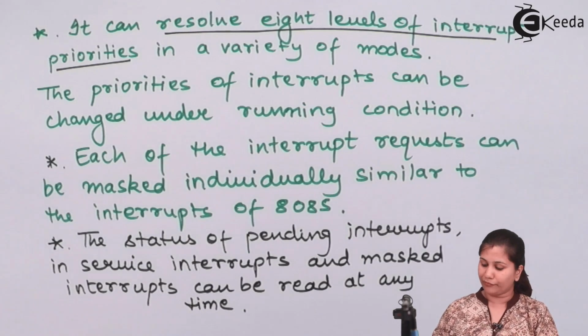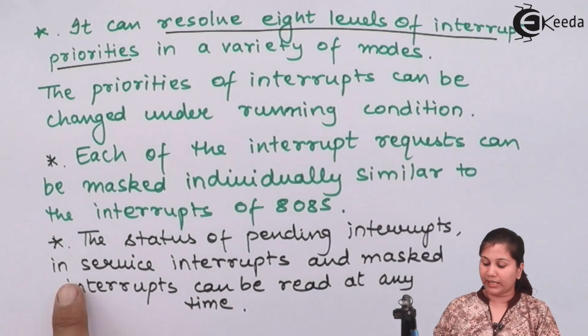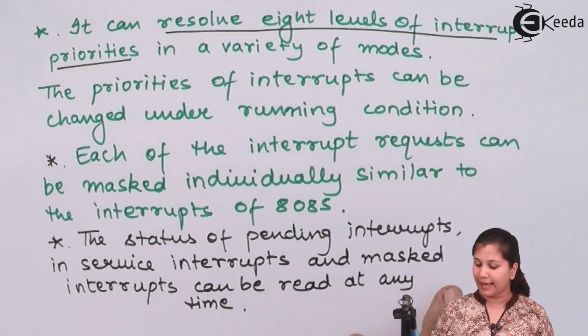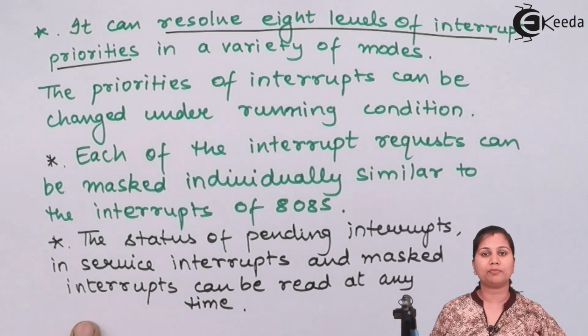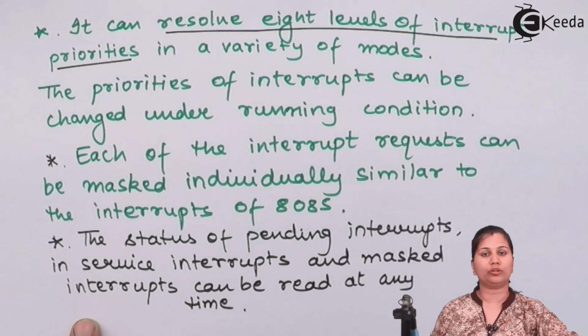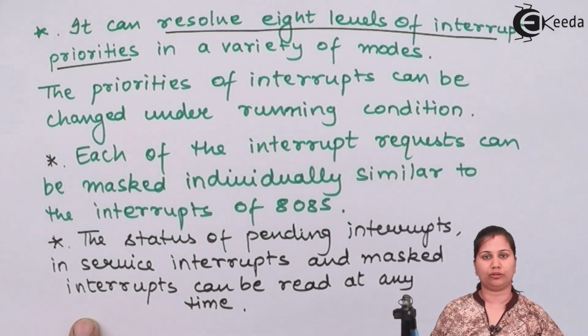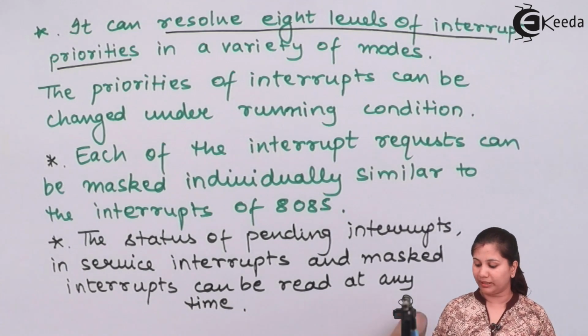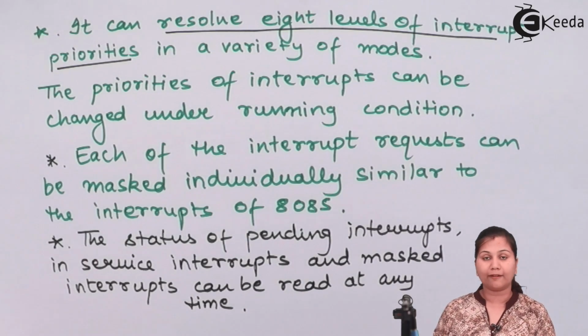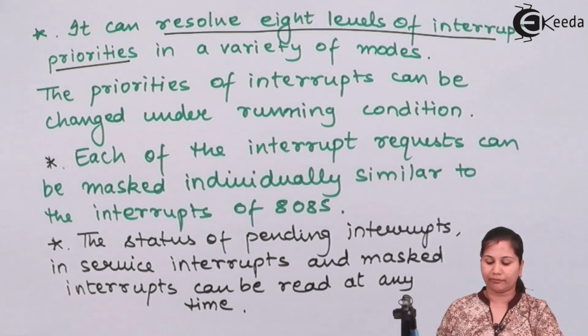So the status of pending interrupts or in-service interrupts means the interrupts which are currently being executed by the microprocessor, and the masked interrupts are those which will be executed after the first one is done, then the second will be executed. Okay, those interrupts are masked interrupts. They can be read at any time by the microprocessor, and that is one of the features of 8259.